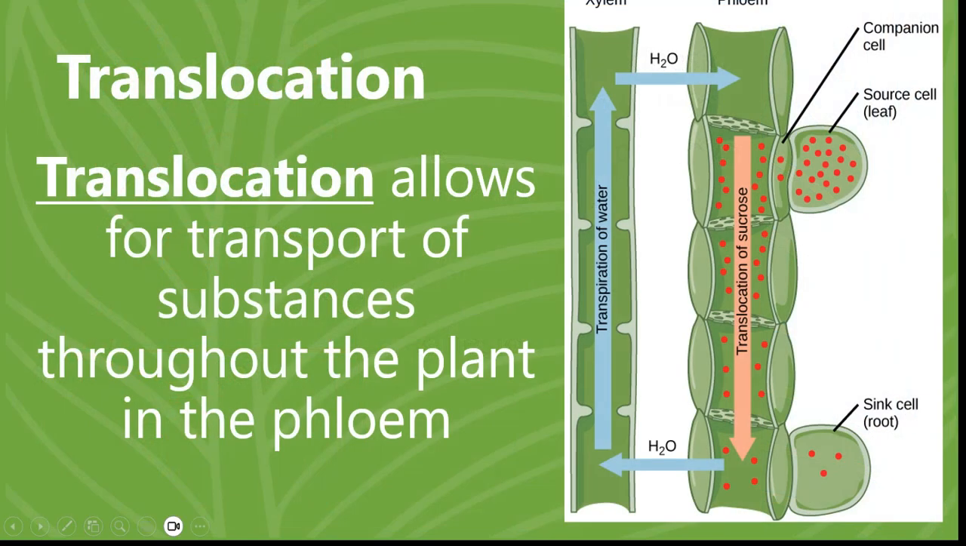All right, translocation allows for transport of substances throughout the plant in the phloem. Notice the xylem. Remember, it's dead, it's just a tube. Transpiration of the water goes up this way. We could say transportation, too, in that case. But then we have the phloem, remember phloem down, but it is kind of flowing both ways, really, because we have these living cells here. But look, it says sucrose. It's taking the sugars, it really should say glucose, down to be stored in the root, be stored in the stem, that kind of thing.